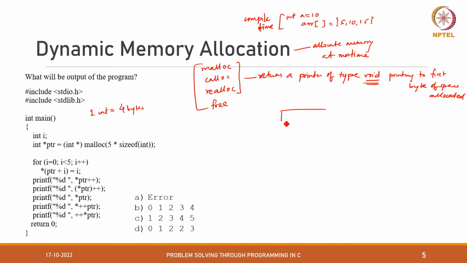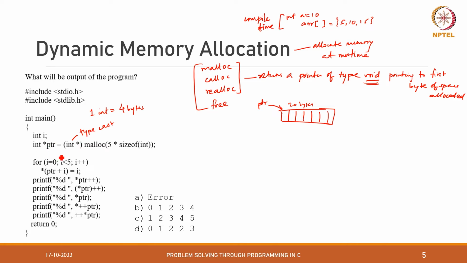It will take 20 bytes of space in the RAM. Say all these boxes represent 1 byte. It will return a pointer pointing to the first byte of this entire contiguous space. Keep in mind that it returns a pointer of type void, and you have to typecast that into whatever kind of pointer you want. Here I wanted to store int data in this contiguous memory, so I typecast the void pointer to an int pointer. This malloc of 5 into size of int returned a void pointer, and I typecast that into a pointer of type int.